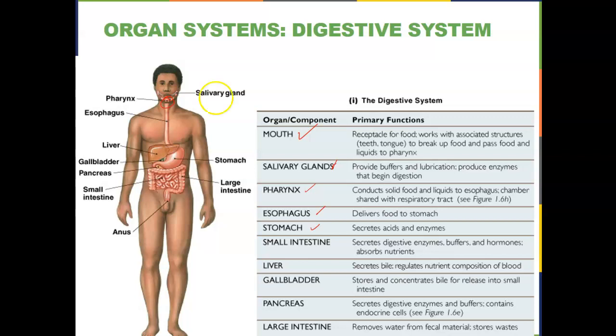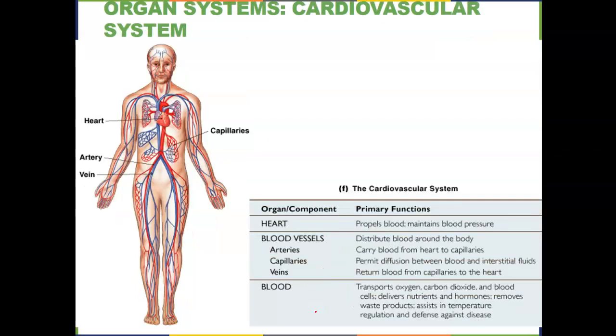Now, digestion starts in the mouth with the secretion of enzymes via the salivary glands. We'll talk about that later. Stomach leads to the small intestine, which leads to the large intestine, which then exits the digestive system to the anus. Accessory organs would include liver, gallbladder, and pancreas, which we'll get to later.